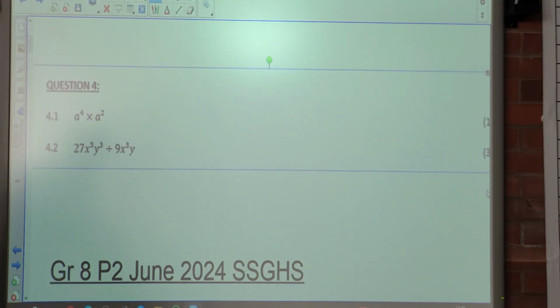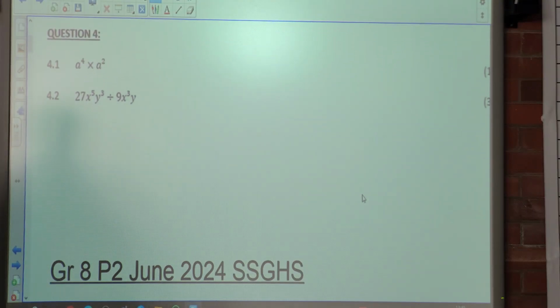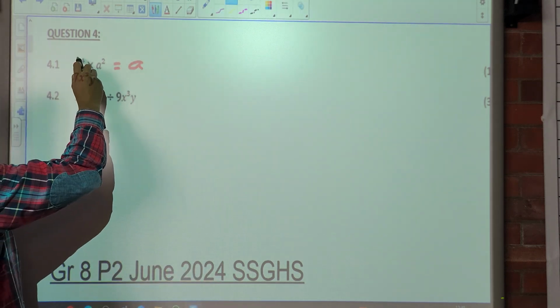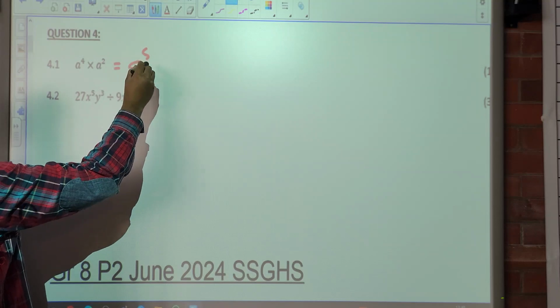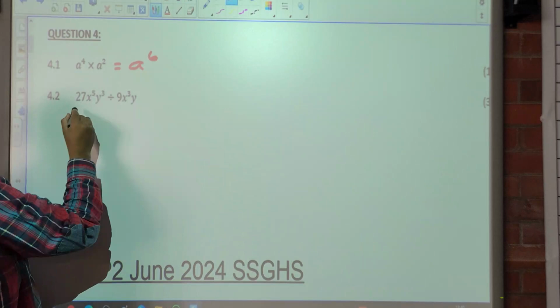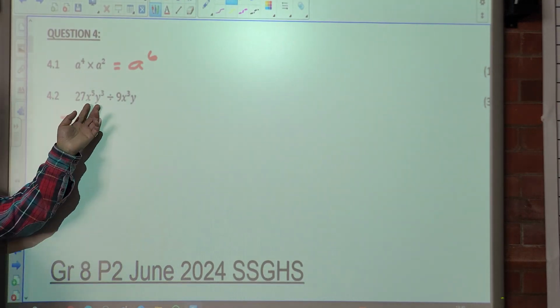Question 4.1. When we multiply and bases are the same, we add the exponents. So 4 plus 6 is... 4 plus 2 is 6. A^6. The next one.